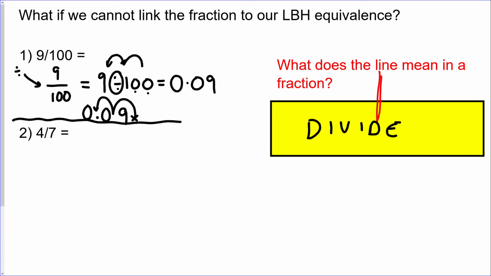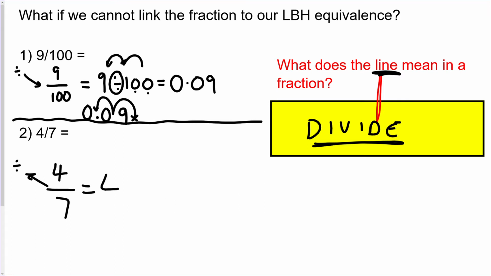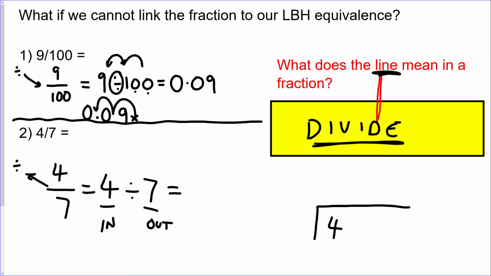Now, number 2 here is a little bit trickier than that, but we still use the knowledge that the line in a fraction means divide. So if I write 4/7, and I remember that this line means divide, I just need to know that that means 4 divided by 7. Now, this one is not as easy as dividing by 100. Dividing by 7 is actually more difficult. So if I'm looking at 4 divided by 7 here, I would use my formal method, the bus stop method, to help me with this. And now I remember inside out to help me remember that saying that I mentioned last week to everyone. So on the inside goes the 4, and on the outside goes the 7.